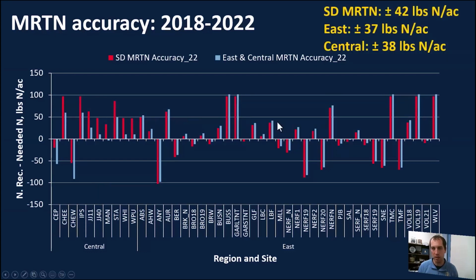We want to look at the accuracy overall, plus or minus 42, plus or minus 37 in the east, and plus or minus 38 in the central, which is better than plus or minus 50 when we didn't have that 2022 data in there. So you can see maximum return to nitrogen gets better as we get more and more data in there, as what we're working on right now.